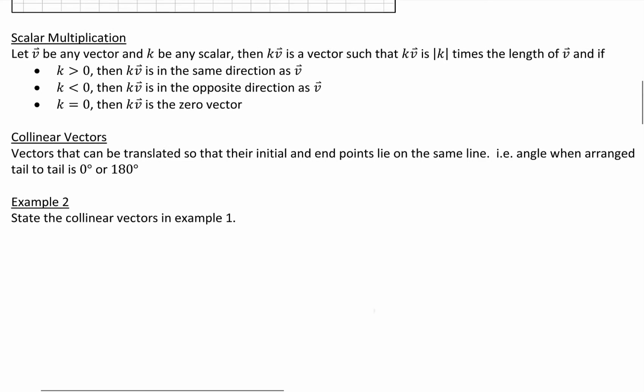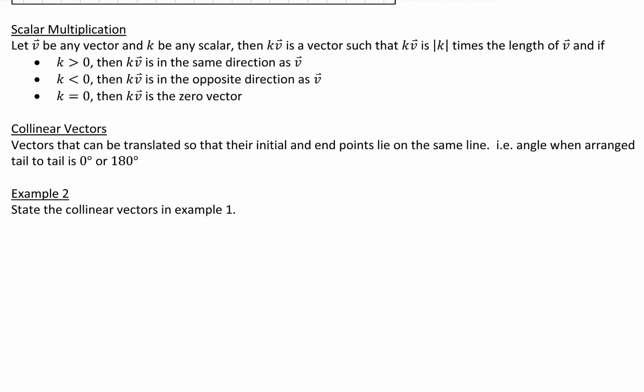This leads into our next topic, collinear vectors. These are vectors that can be translated so that their initial and end points lie on the same line. Or, another way to think of it, is that the angle when arranged tail to tail is 0 or 180. So here are two collinear vectors. If I arrange them tail to tail, and they're 180, they have different lengths, but they lie on the same line, and the angle between them is 180 degrees. Or I draw two vectors pointing in the same direction, tail to tail, and the angle between these two is 0 degrees. So these are all collinear vectors.